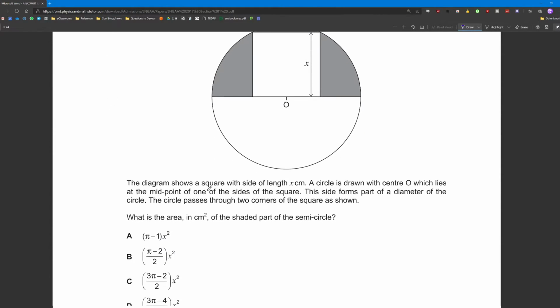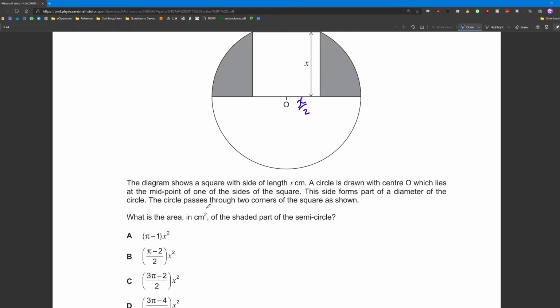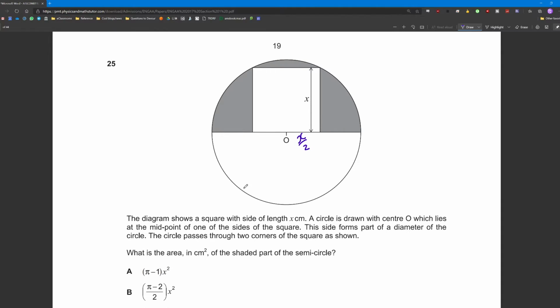Question 25. The diagram shows a square with side length x. A circle is drawn with center O, at the midpoint of one of the sides of the square, right? The side forms part of a diameter of the circle, so this is x over 2. Part of the diameter of the circle passes through the 2 corners of the square as shown. What is the area in cm squared of the shaded part of the semicircle?